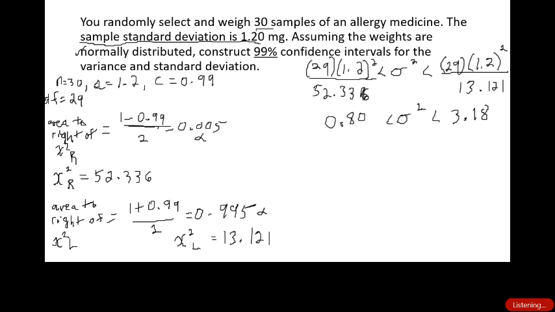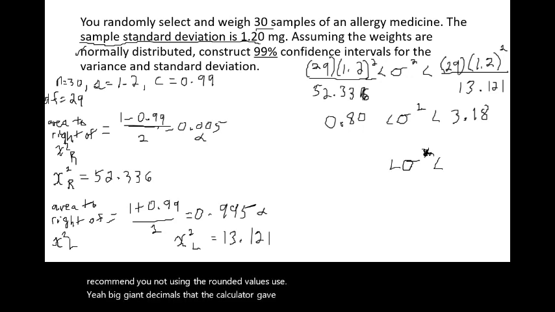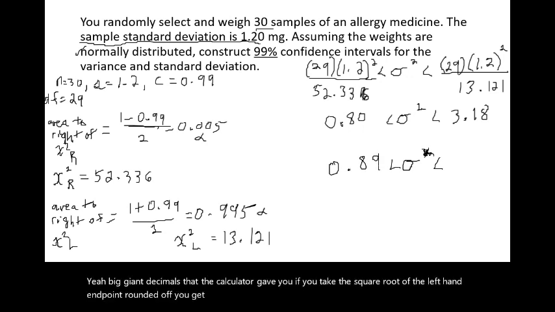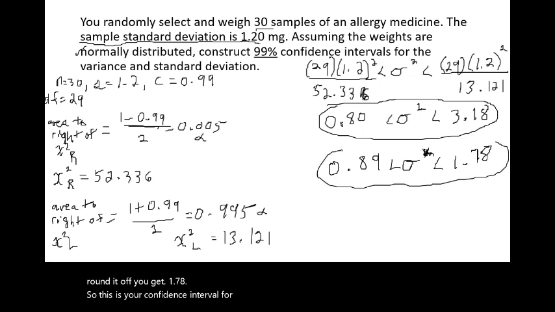So then, all we have to do is take the square roots of each of these endpoints, and I would highly recommend you not use the rounded values, use the big giant decimals that the calculator gave you. So if you take the square root of the left-hand endpoint, rounded off, you get about 0.89. And if you take the square root of the right endpoint, rounded off, you get 1.78. So this is your confidence interval for sigma squared, and this is your confidence interval for sigma.